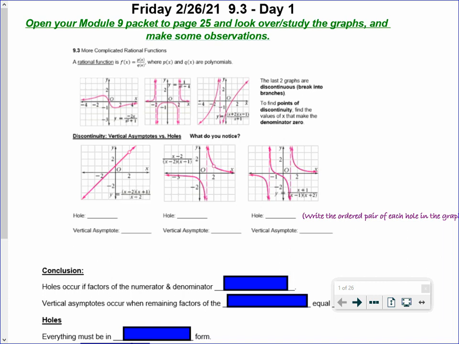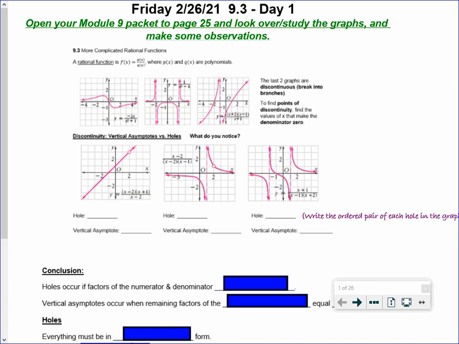So in 9.2, we looked at rational functions in the form of a first-degree polynomial over another first-degree polynomial, or really just one all over a first-degree polynomial, one of the two. But in this section, we're going to be looking at a more complex version of those. So we're going to be seeing polynomials in different degrees other than just one.